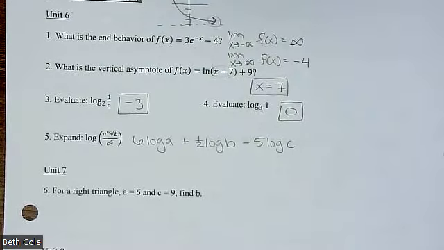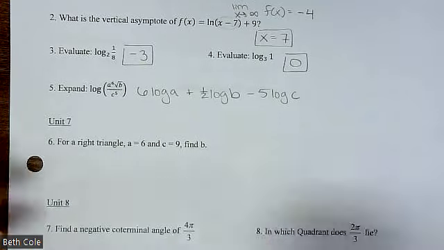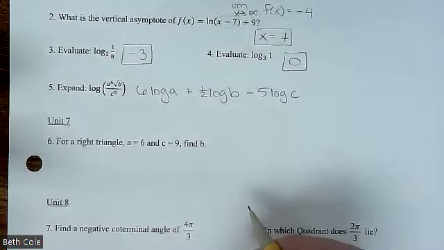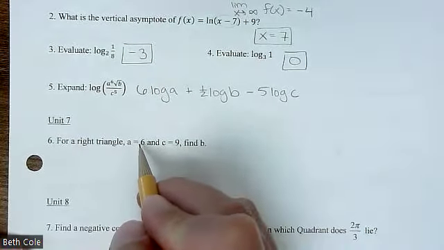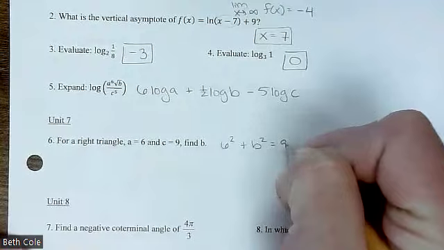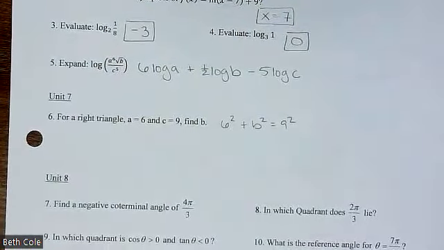Okay, so that was unit 6. We survived. Unit 7, that was all of our law of sines, law of cosines stuff. So most of that's going to end up on the calculator part that we'll get to at the end. But I threw one on here with a right triangle. So a is 6, c is 9, find b. You can draw a picture if you want, but it's just a squared plus b squared equals c squared. So we're going to have 6 squared plus b squared equals 9 squared, and then just work that out.